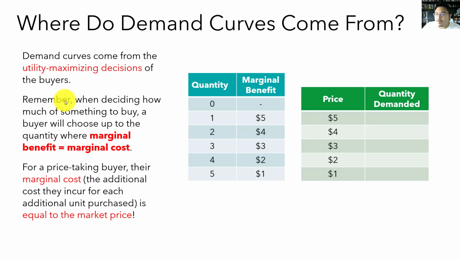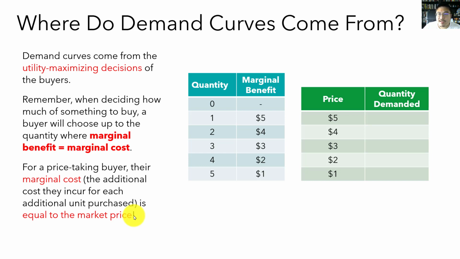First thing to remember, when deciding how much of something to buy, a buyer is going to choose up to the quantity where marginal benefit equals marginal cost, right? That was our principle of utility maximization. That utility is maximized when marginal benefit equals marginal cost. Now for a price-taking buyer, their marginal cost, the additional cost that they incur for each unit that they purchase, is simply equal to the market price, right? Because if you're a price-taking buyer, the amount that you have to pay for every unit purchased is just the price, and so your marginal cost is equal to the price, right?